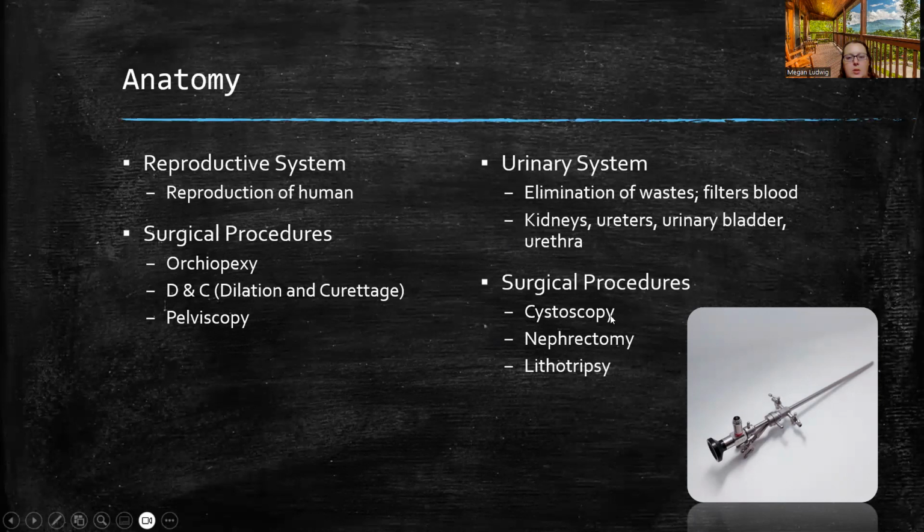Procedures here, like I said, cystoscopy to view inside the bladder. That's what this particular instrument would be for. This is a cystoscope. So the scope is the instrument used to view. This is a rigid cystoscope. You could have flexible. A nephrectomy, excision of what? Nephr means kidney. So excision of a kidney. And then lithotripsy is to break up, litho meant stones, so to break up stones, kidney stones or bladder stones.